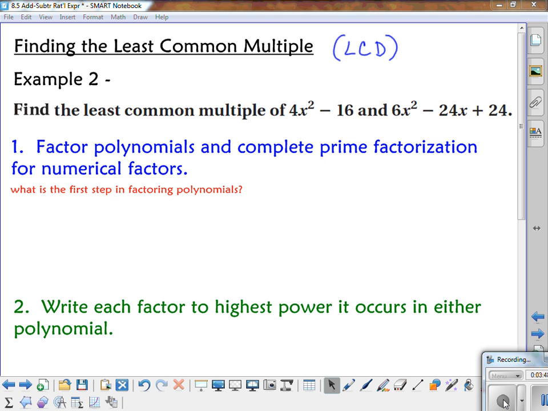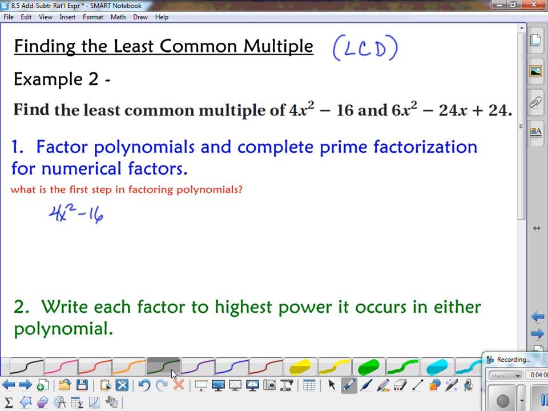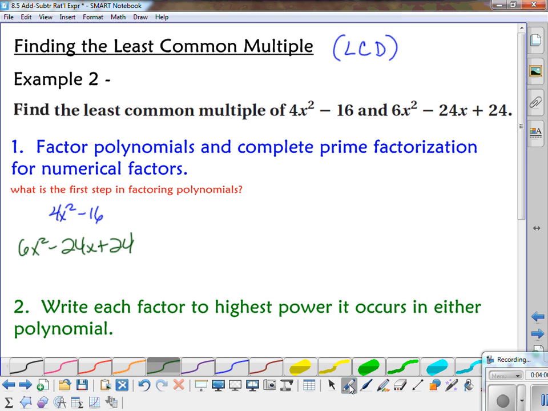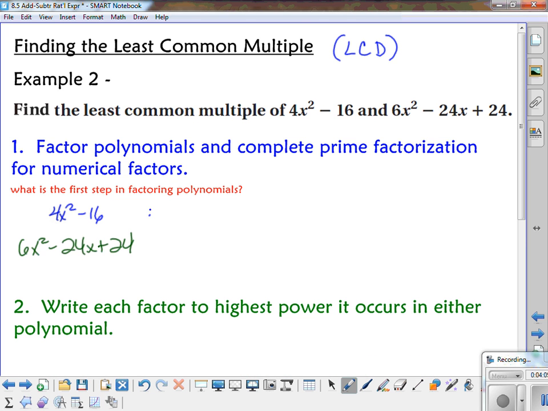So the first thing I need to do is factor the two polynomials. So I've got 4x squared minus 16, and I've got 6x squared minus 24x plus 24. So when we're factoring, what's the first step? What do we usually do first? Take out the GCF, right? So if I do that, I have 4, and then I've got x squared minus 4. And so that can factor into 2 times 2, so I'll just write it as 2 squared. And then times x minus 2 times x plus 2.